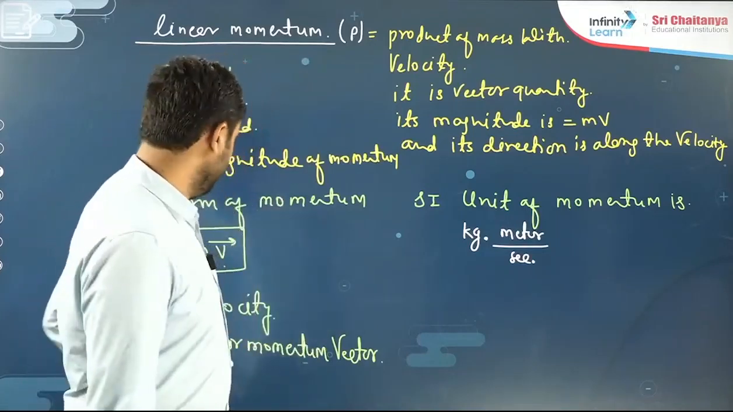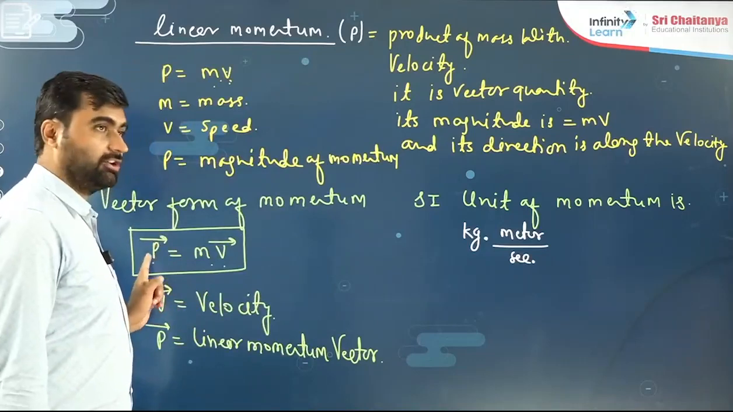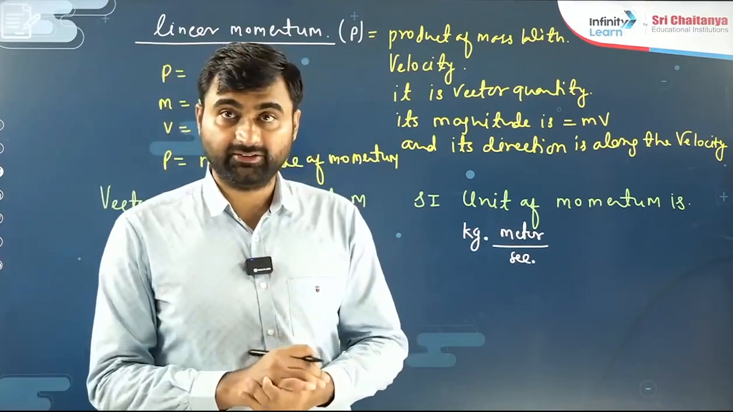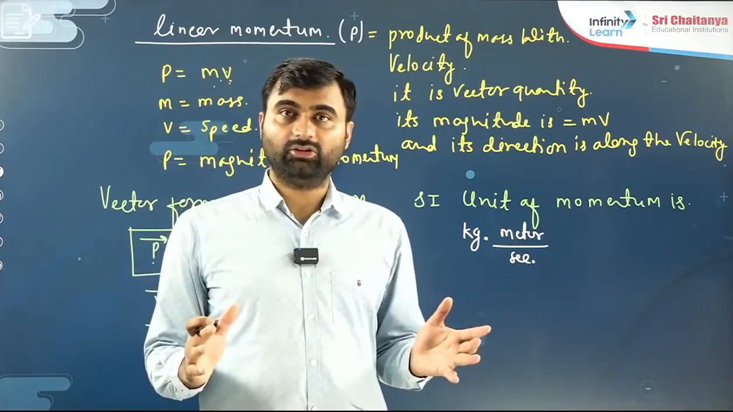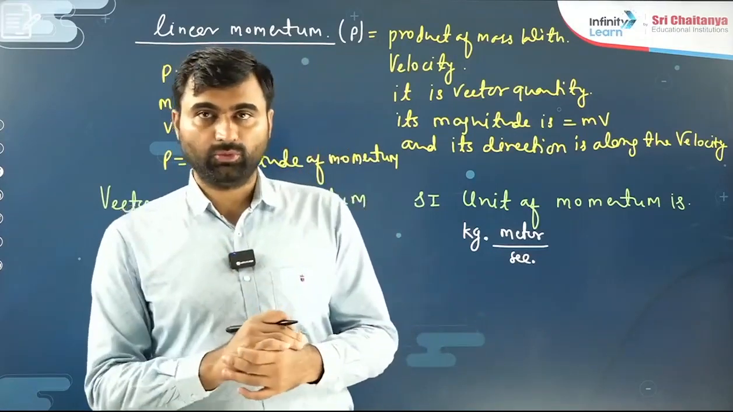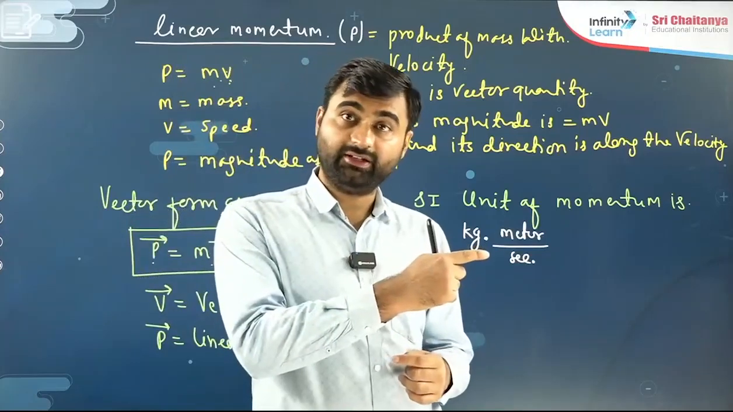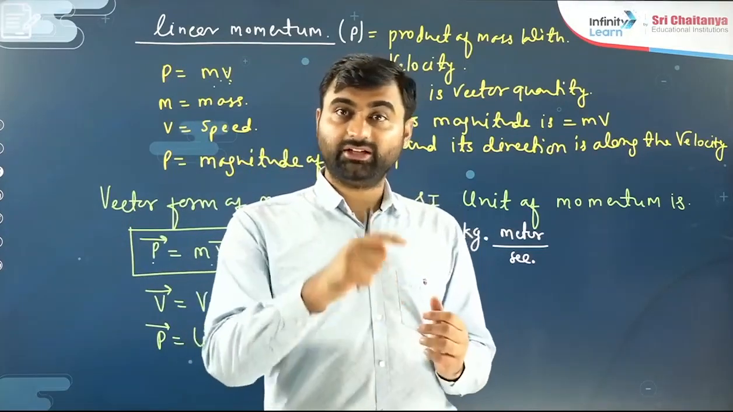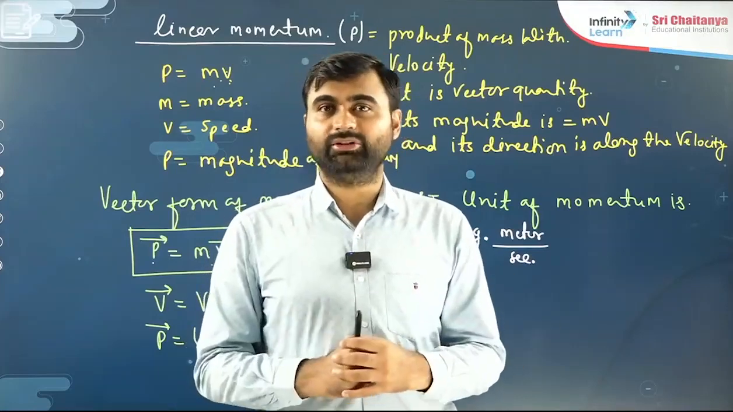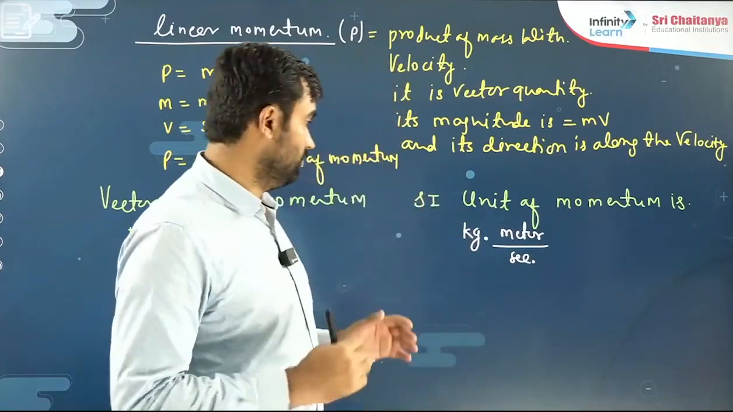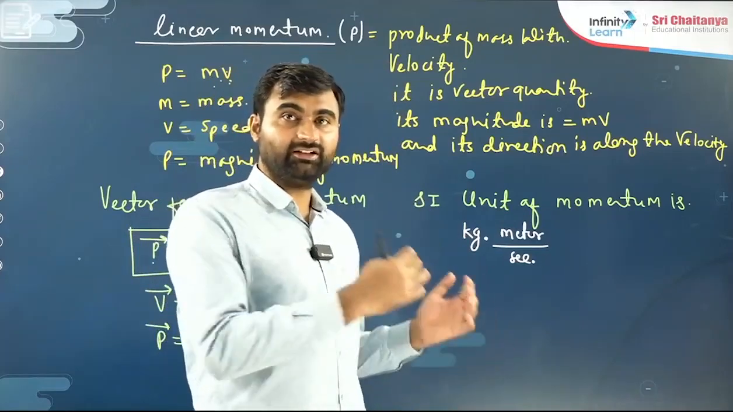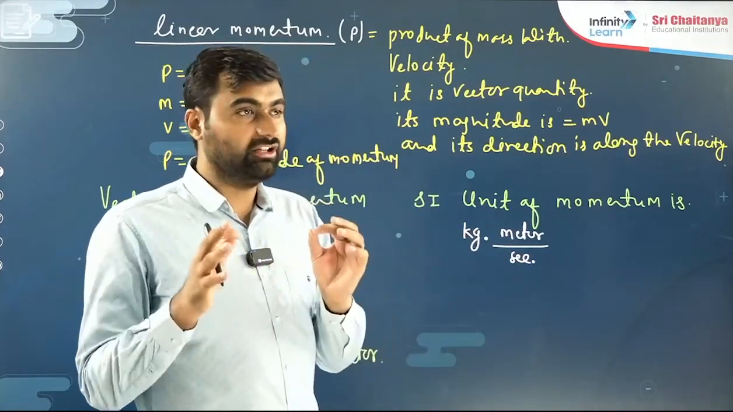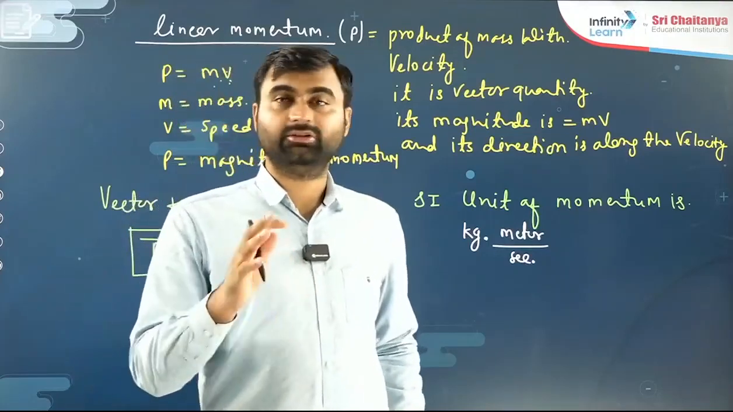Now here we have taken the vector form. Vector form means direction is involved. Suppose a body is moving in x direction, then x direction momentum; y direction, then y direction momentum; z direction, then z direction momentum, right or not? So momentum can be in x direction, in y, z or all directions. It depends on the velocity of the body.